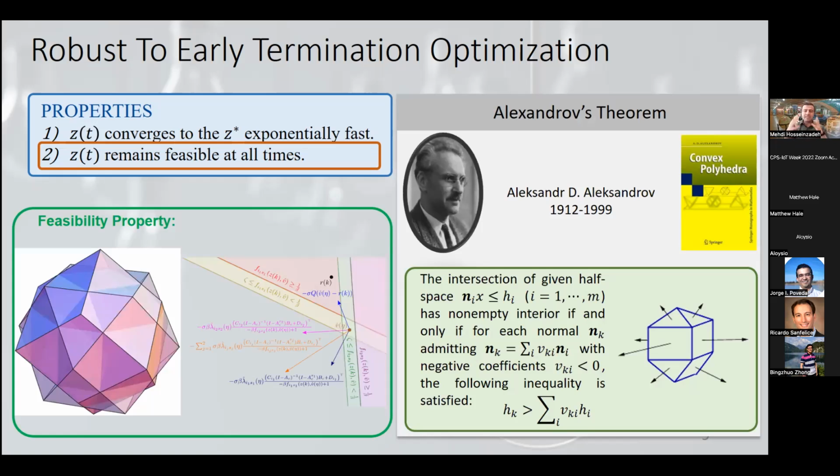We know that the feasible set of the optimization problem builds a polyhedron, or it can be inner approximated by a polyhedron. So we use Alexandrov's theorem, and we show that if we start from a feasible initial condition, a point inside this polyhedron, we will never exceed this polyhedron. As we approach the boundary, there will be a repulsion term pushing back the trajectory toward the inside of this polyhedron.